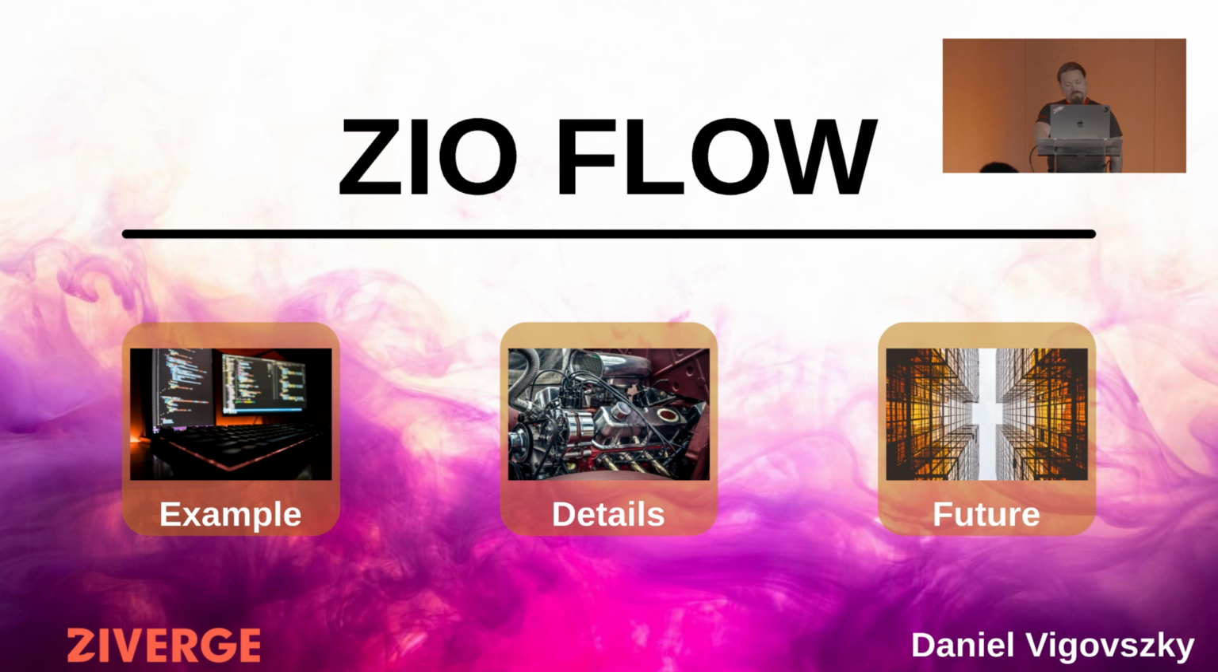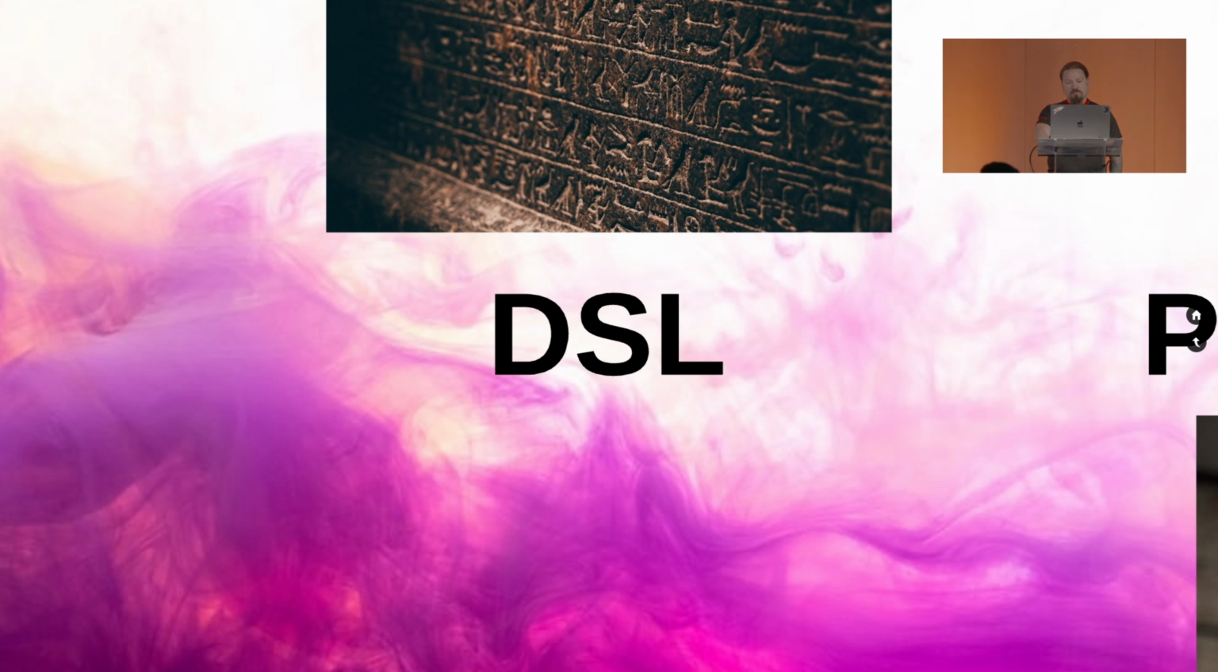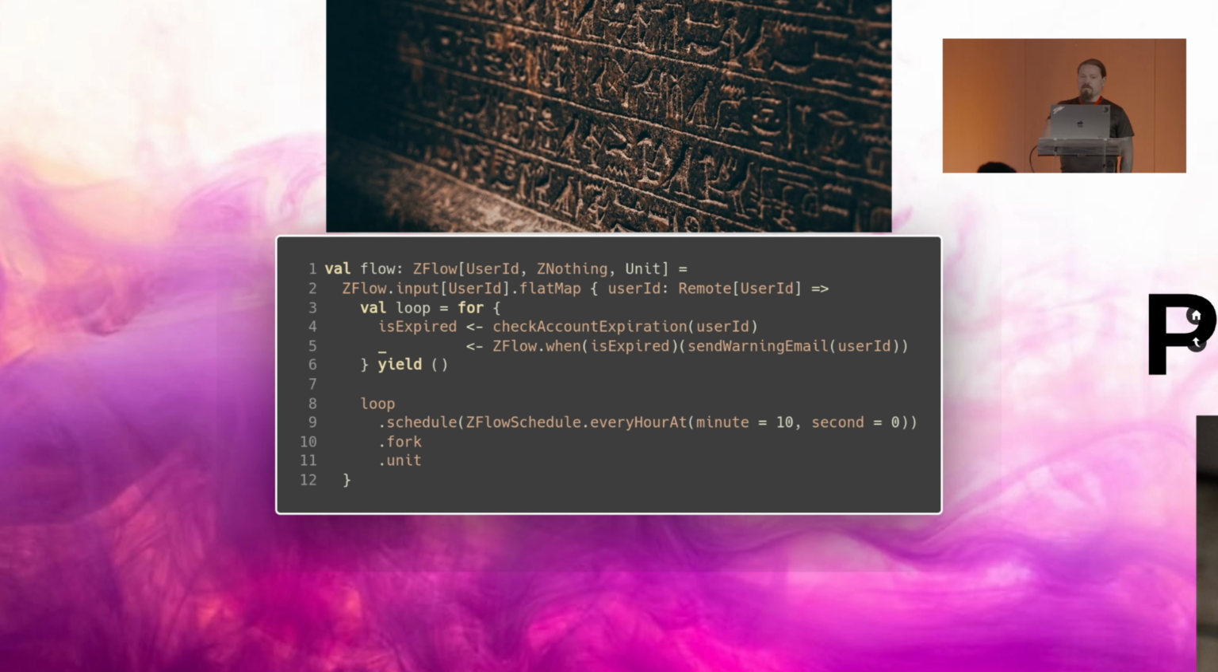So that was the example, and let's see some details. As you've seen, ZIO Flow has a DSL, which is very similar to the usual way of how we write ZIO programs. It has all the same operators, like flatMap and when and schedule, fork, unit, whatever. So the idea is that you can write a ZFlow program if you know how to write a ZIO program.